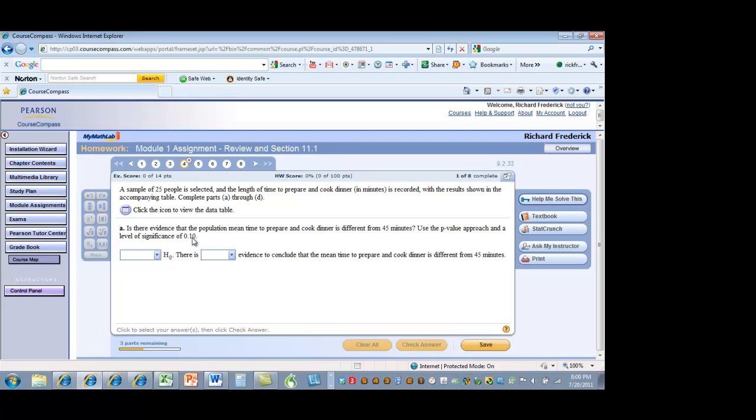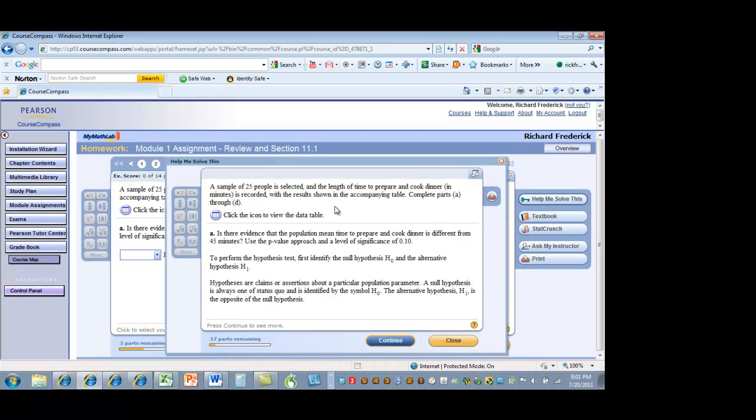And if our results are higher than 10%, in other words, if there's greater than a 10% likelihood that we would see the results given our data, then we're not going to reject the null hypothesis. But if there's a probability of less than 10%, we're going to reject our null hypothesis. So, when you're in these problems, you come over here and try this one. Help me solve this, and it will tell you what to do.